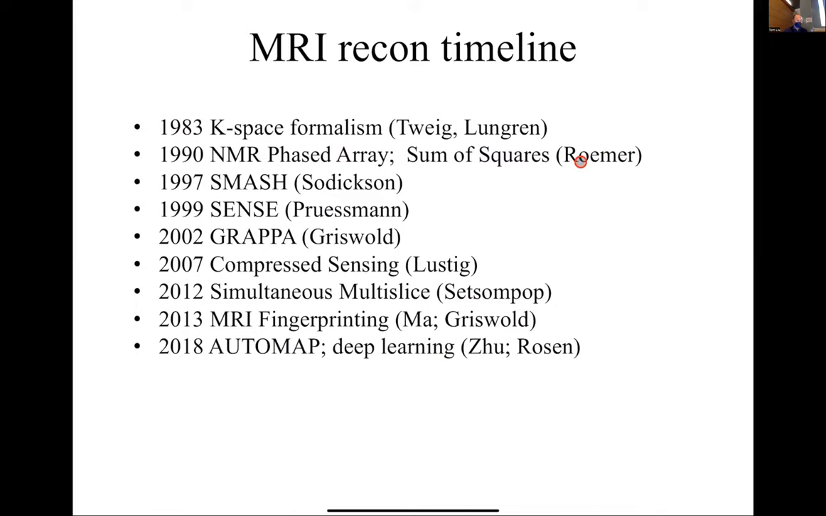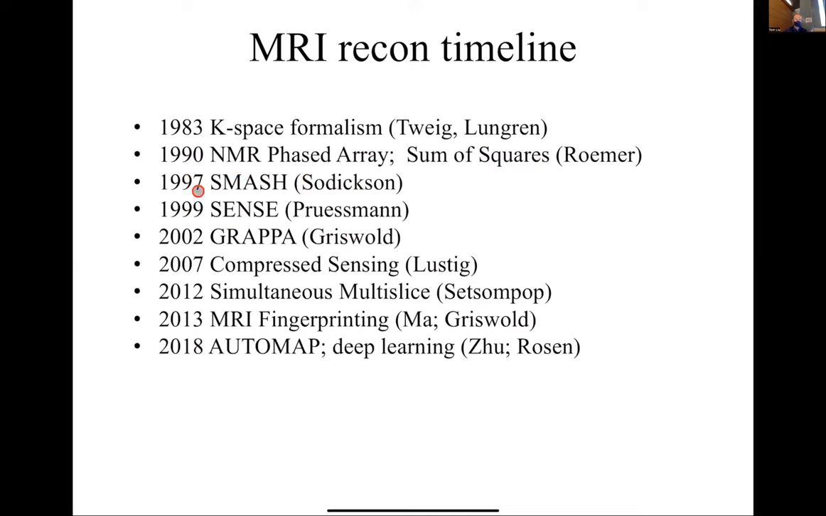Peter Roemer, I believe from GE, came up with the idea of, instead of just one coil, why don't we use multiple coils? And what can we do with that? We'll talk a little bit about something he came up with, called sum of squares. But this lingered for almost a decade until the next innovation, which was actually made by a bunch of very young scientists in 1997, 1999, and 2002. Dan and Carl were graduate students when they came up with it, Klaus, and Marcus was probably a postdoc.